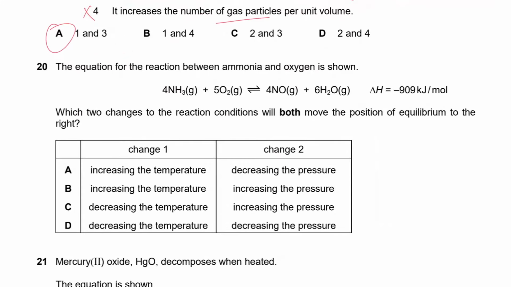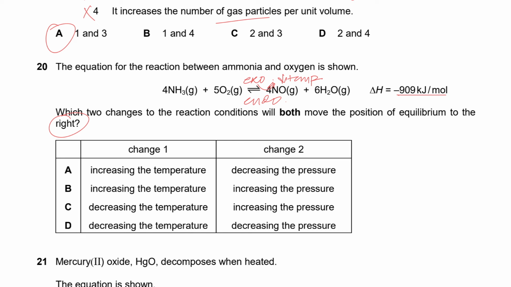Next, the equation is shown. The enthalpy change is negative, so the forward reaction is exo, the backward is endo, which would show which of these conditions will both move the position of the equilibrium to the right. So if you want to go to the right, you need lower temperature, because lower temperature favors exothermic reaction, so the equilibrium would shift towards the right.